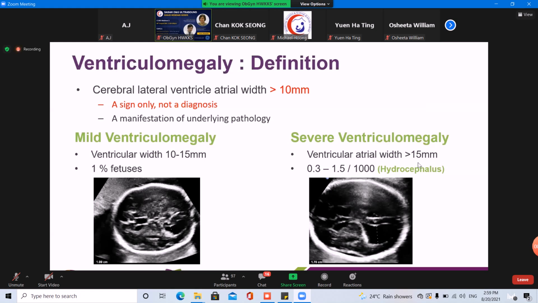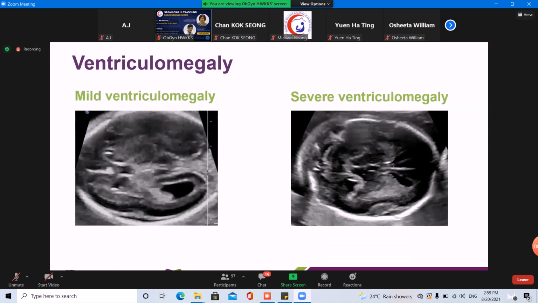And for severe ventriculomegaly, it is usually pathological. It is usually not a normal variant. Now, just to show you an example of mild ventriculomegaly here. So this is the transventricular plane. You can see the CSP and you can see the whole lateral ventricle. And then you can see that the lateral ventricle is dilated.